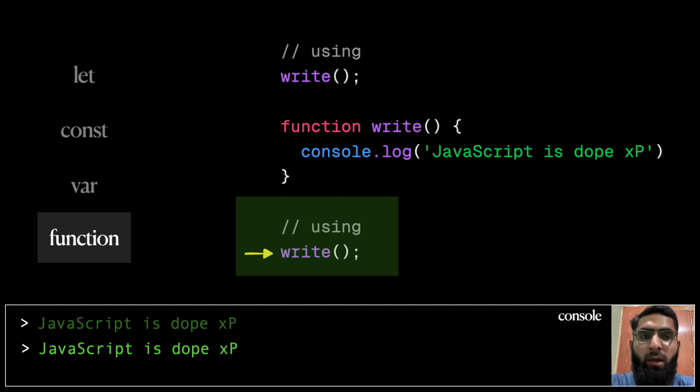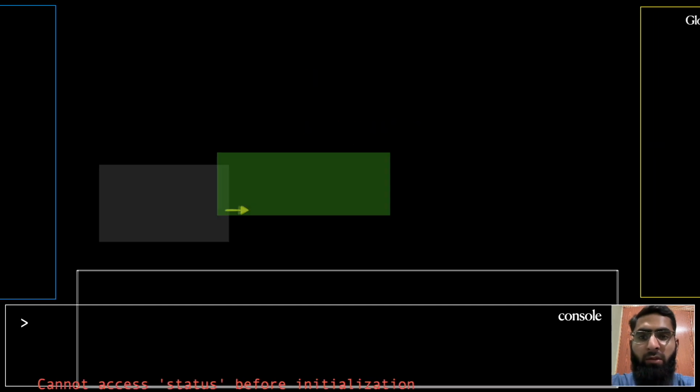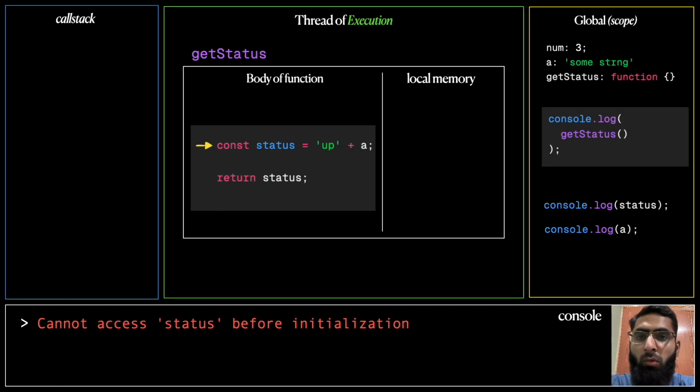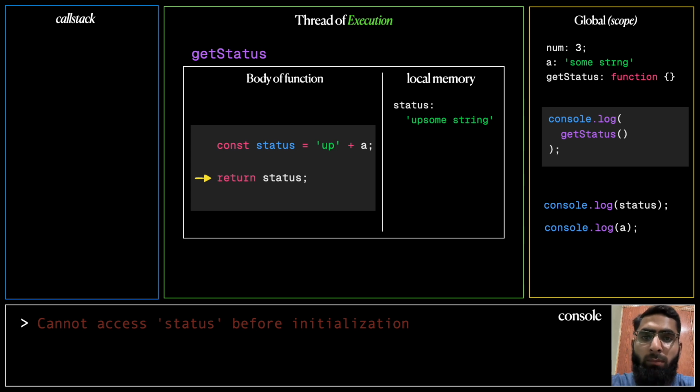So let's go back to the execution context of our getStatus function. Now you know why we were getting this initialization error: because we were using status in its temporal dead zone. Let's just say this line was not in our code. The execution will then continue and pass the declaration of the status variable. Now you can see that we have the status variable in our local memory with the value of up some string, after concatenation with the value of a from global scope.